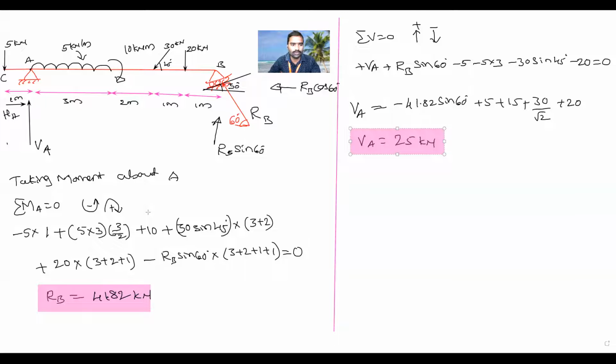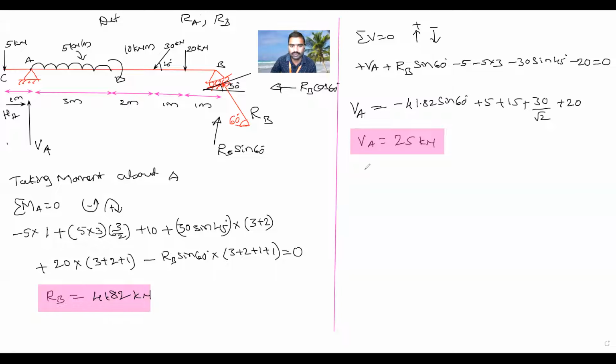Sometimes in the problem he will directly ask determine VA and RB, or he will ask RA and RB. Whenever he is asking RA and RB, only the vertical reaction you have to find out. Sometimes if he is asking find support reactions, means whatever support reactions are there, you have to find out. Is it correct?